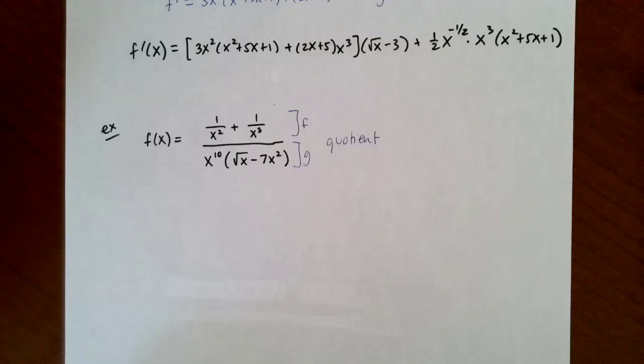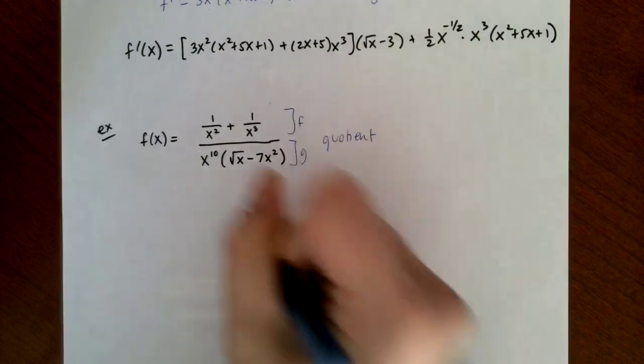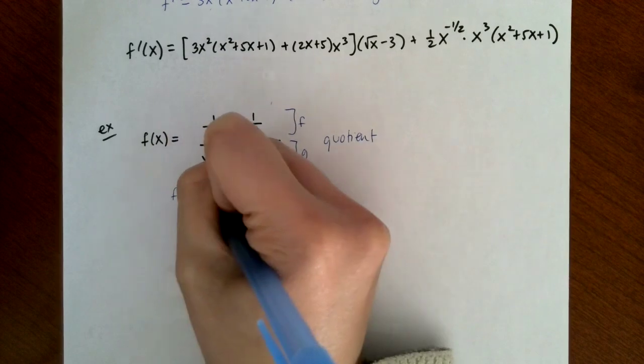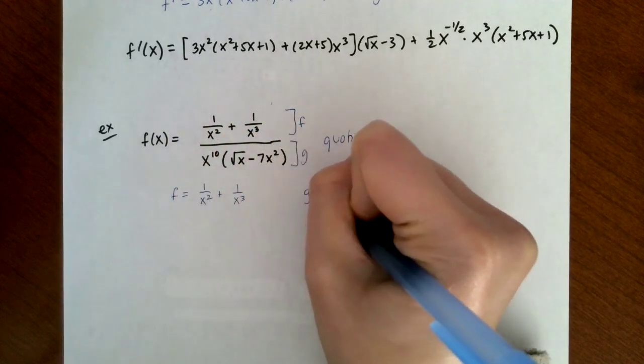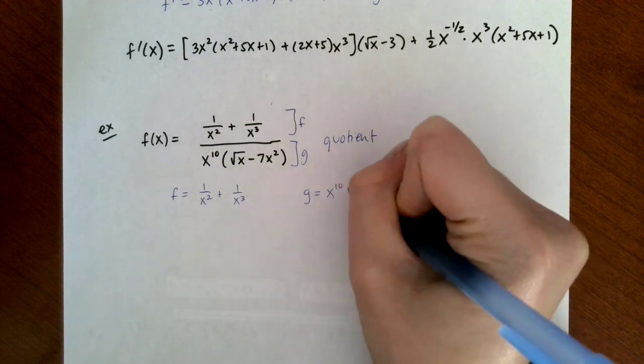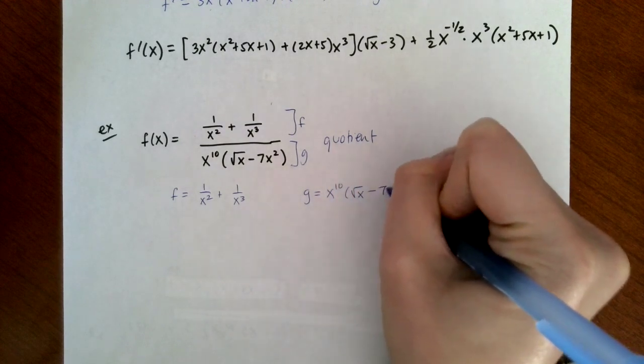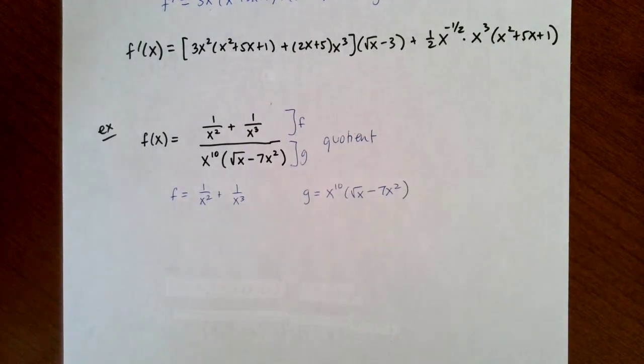So when I go to do my final answer, I'm going to start plugging stuff into the quotient rule formula, the low d high minus high d low thing. All right, so let's get our scratch work started. The f is 1 over x squared plus 1 over x cubed. And g is the whole denominator, like that. All right, so we need f prime and g prime for these two pieces for our formula.